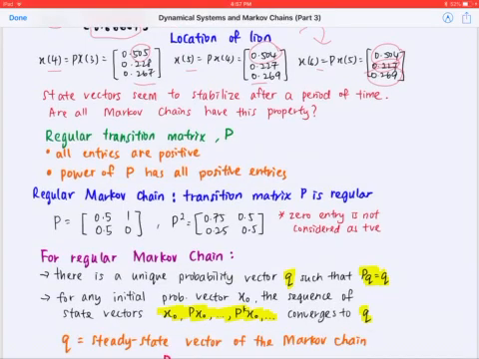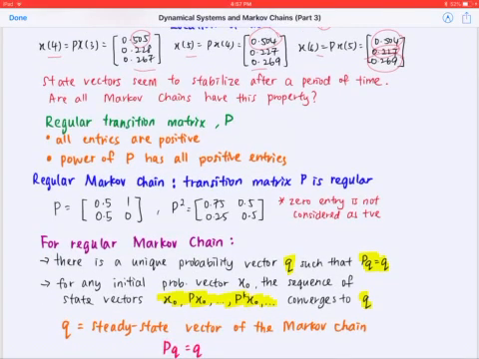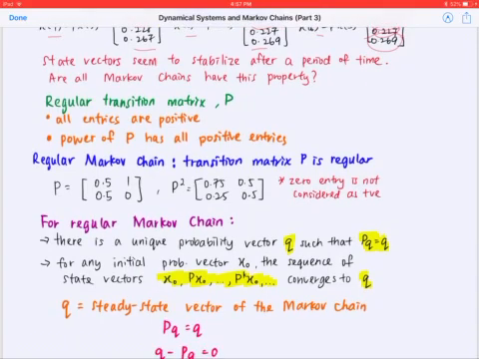It is not guaranteed that all the Markov chains will have this property because it depends on the characteristic of the transition matrix. Such stabilization only occurs if the transition matrix is a regular transition matrix, which means that all the entries are positive or the power of P has all positive entries.